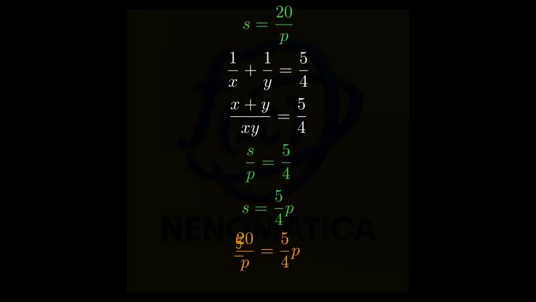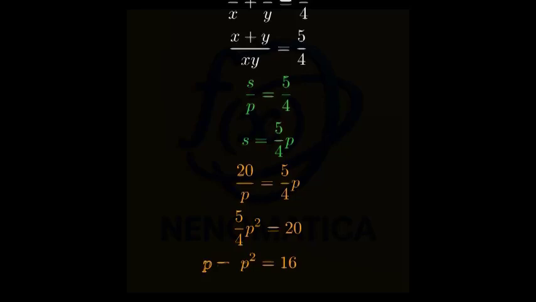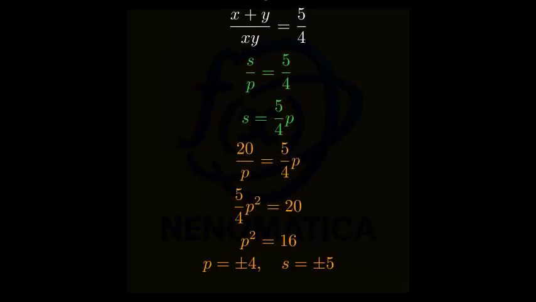We now have two expressions for s. Set 20 over p equal to 5/4 p. This gives 5/4 p squared equals 20, so p squared equals 16, and p equals plus or minus 4. Substituting back, s equals 5/4 p, so s equals plus or minus 5.